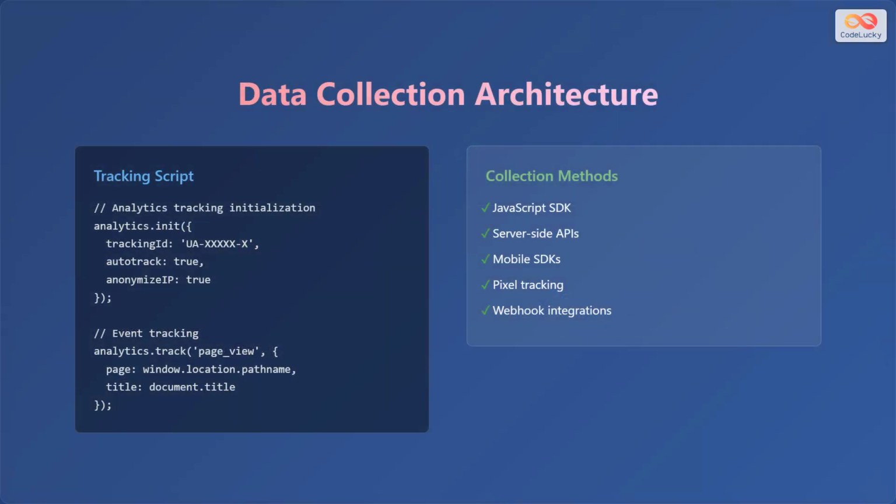This slide dives into the data collection architecture. Here's an example of a tracking script. Analytics is initialized with a tracking ID, auto-track enabled, and IP address is anonymized. Events like page view are tracked, capturing the page's path name and title.